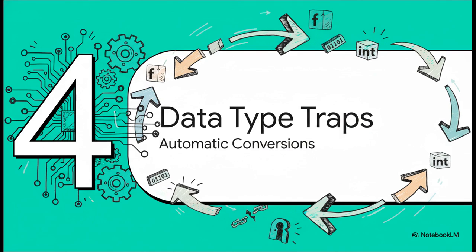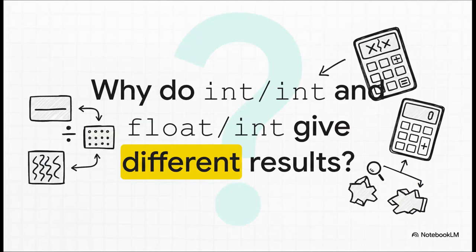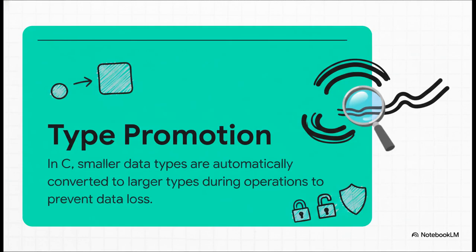Okay, let's move on to our final topic before we solve the main puzzle: the hidden traps of data types and automatic conversions. Take a close look at these two scenarios. In the first one, we're dividing an integer by an integer. In the second, a float by an integer. This tiny difference in how the variables are declared leads to a completely different result. So why is that? The answer lies in a mechanism called type promotion. See, C wants to avoid losing data. So before it performs a calculation, it promotes the smaller or less precise type to match the larger one.